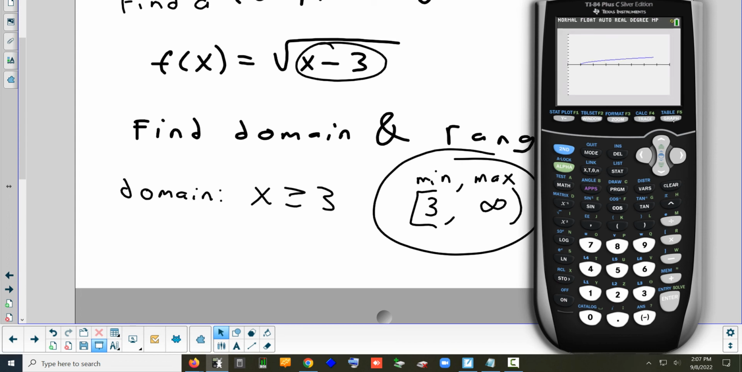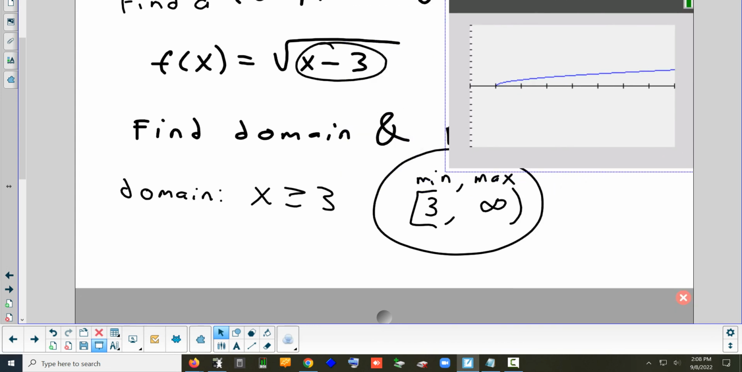Okay. And that's typically how a square root function looks. A square root function is half of a parabola on its side. That's what you should be seeing. How many people got a graph that looks something like that?